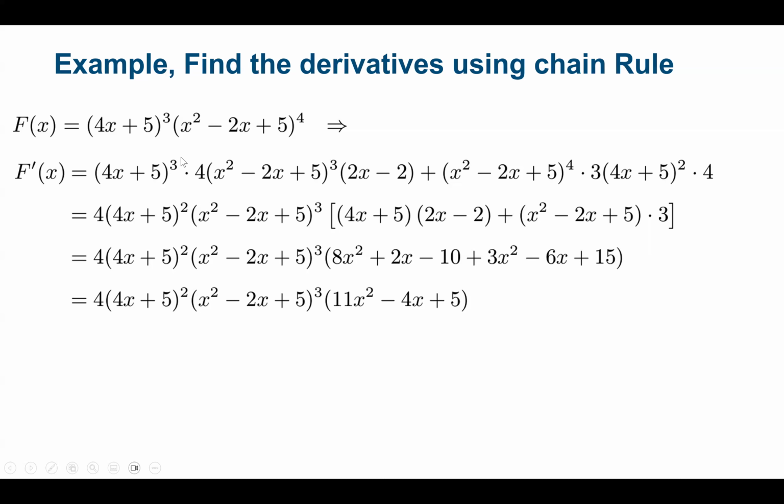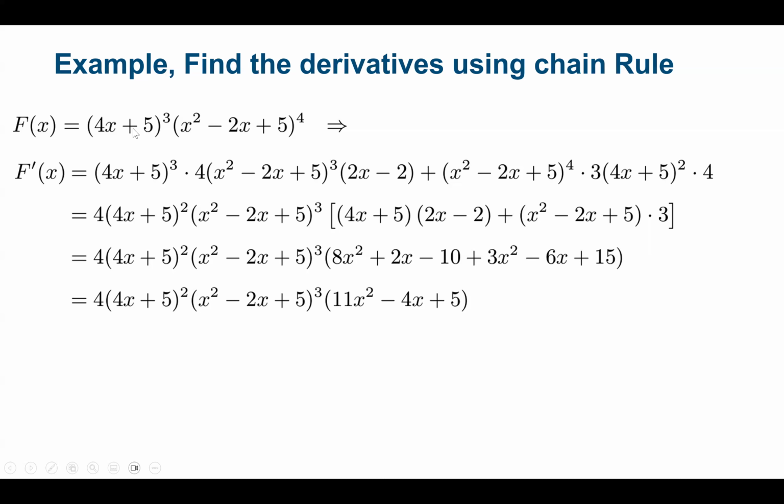If we can remember, multiplication rule said that, for example, derivative of 4x plus 5 to the power 3 times x squared minus 2x plus 5 to the power 4 plus derivative of x squared minus 2x plus 5 to the power 4 times 4x plus 5. At the same time, when we are looking for the derivative of 4x plus 5 to the power 3, we have to use the chain rule. When we find the derivative of x squared minus 2x plus 5, we also have to use the chain rule. But since these two terms are multiplied, we also have to use the product rule. So that's the solution here.